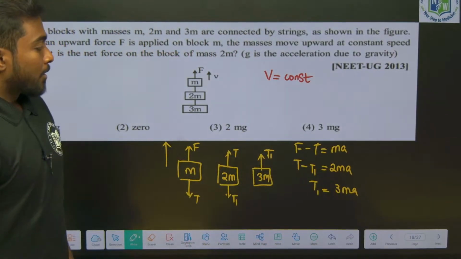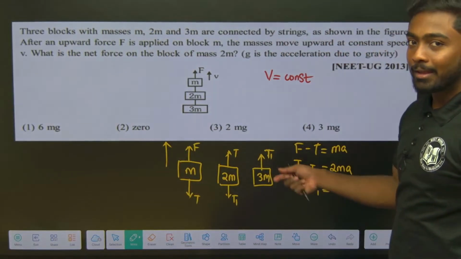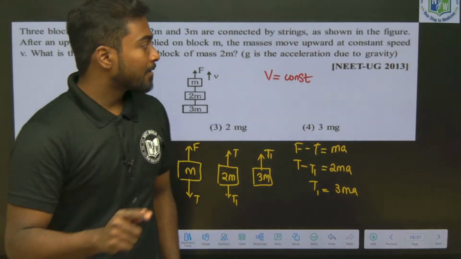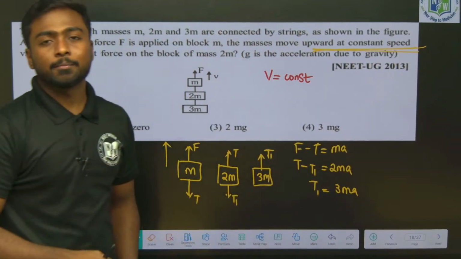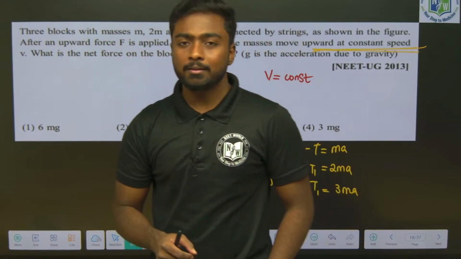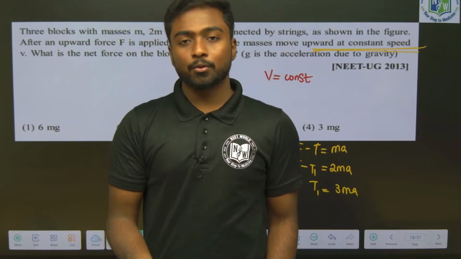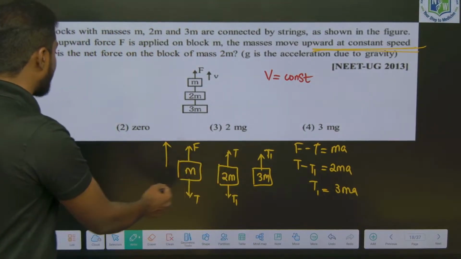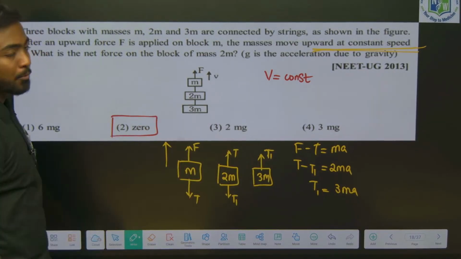Why are we doing these things? To solve the equations. But here is a simple trick. They said it is a constant speed. Constant speed means acceleration will be 0. Then force F is equal to ma, a is 0, so the force will be 0. Answer is 0 only.